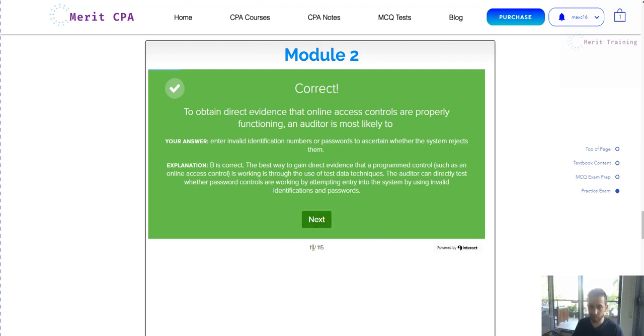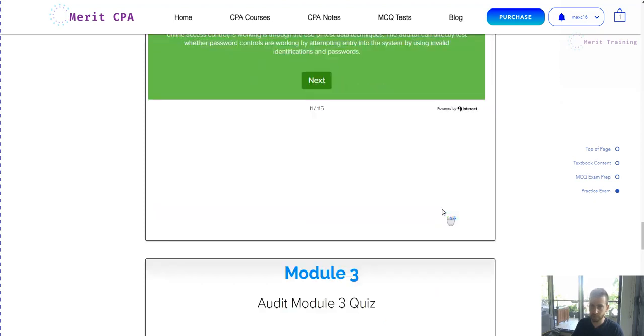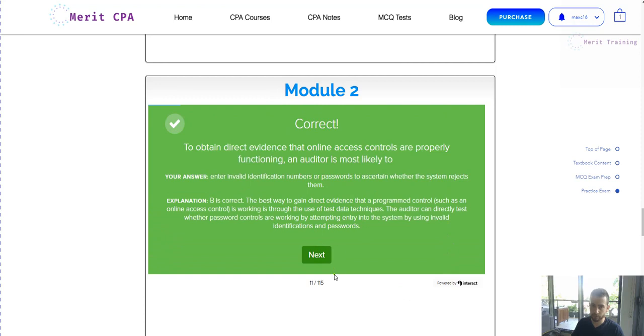But if you can, in your own time, just practice the rest of the questions for Module 2, and then by the time we end up finishing audit, and you've gone through all of the modules and can get them right, then you should be ready for your final exam.